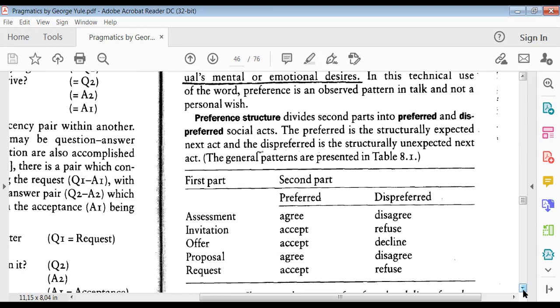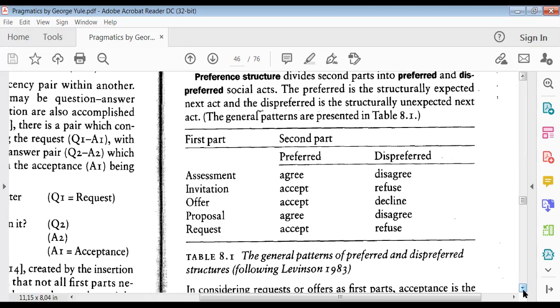So any first part expression might be followed by a preferred answer or a dispreferred answer. The preferred answer is the structurally expected next act. The positive is always the expected. And the dispreferred is the structurally unexpected next act. Look at this form. So an assessment is likely to be followed by agree or disagree, but which response is the preferred? The preferred is agree, and it is expected more than disagree.